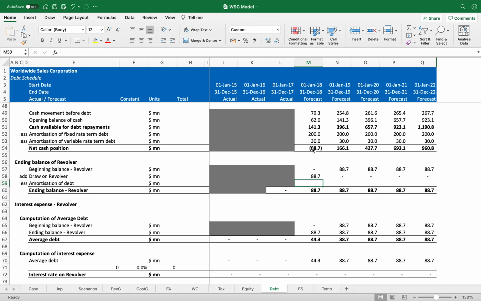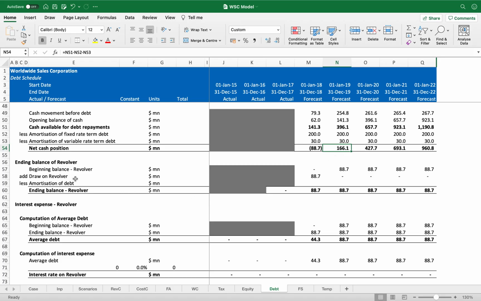Okay, so now you have taken this amount from the bank. Will you not repay this? Of course you will. When will you repay? When you have positive net cash position. That means you have this much amount even after paying your fixed and variable debt. You have this much amount. So you can pay the revolver also from this amount.